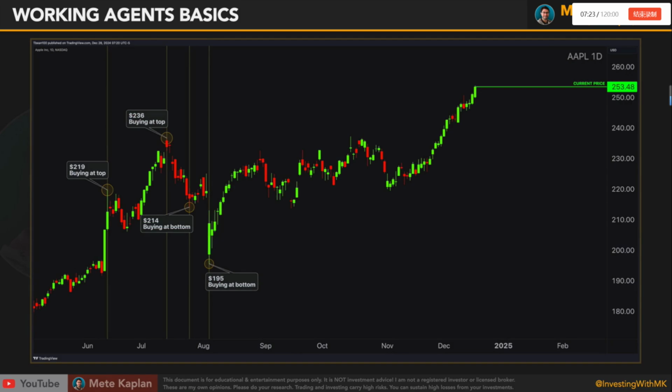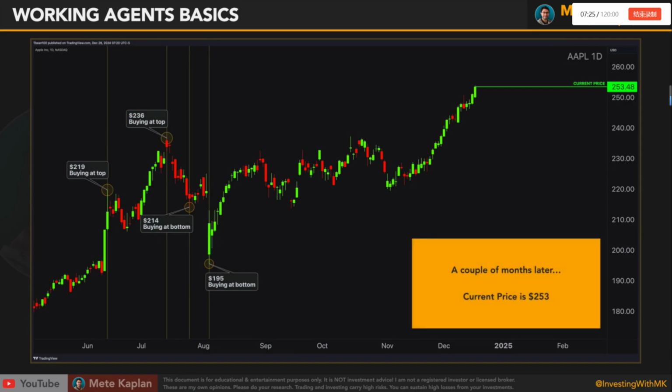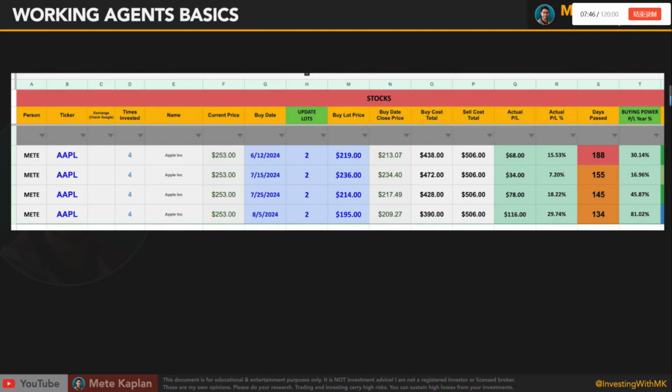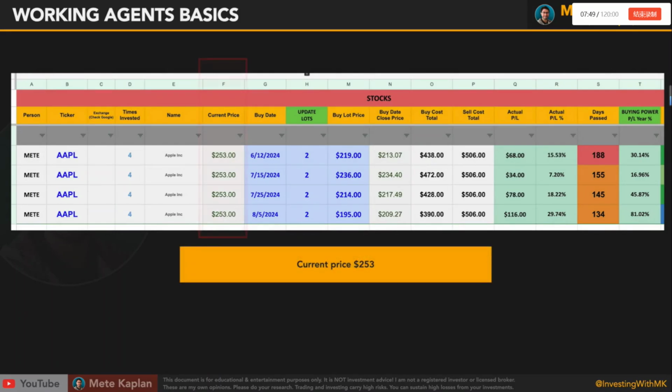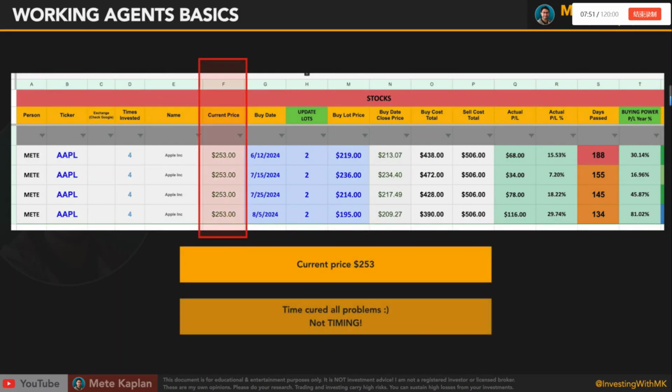Let's give it more time. Remember, we have no idea what will happen in the short-term fluctuations. We are not concerned about the short-term. We are now investors. We are not traders anymore. We are looking for the long horizon. Now the price jumped to $253 after a couple of months again. Let's check the agents one more time. With the current price of $250, we are doing pretty good actually.